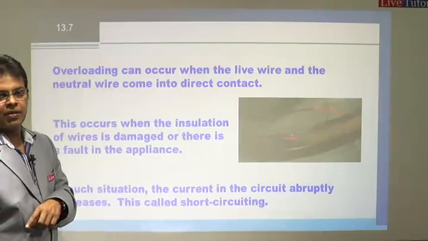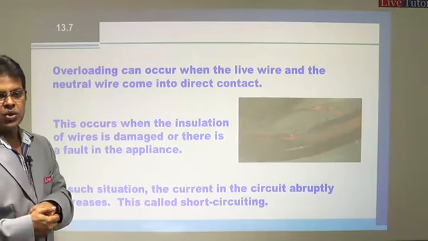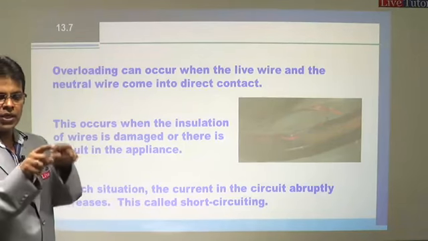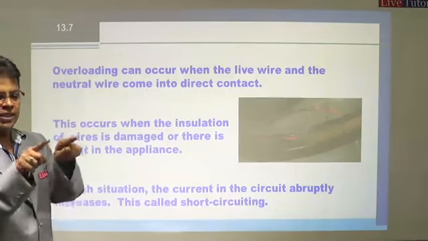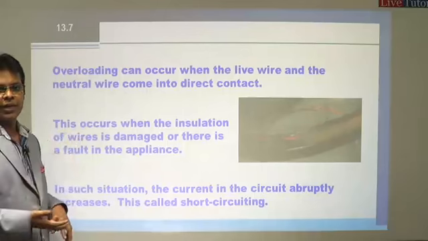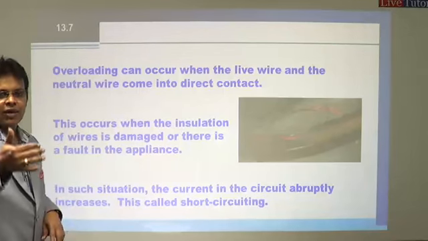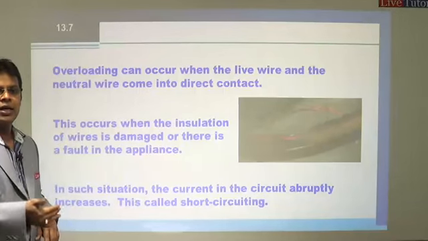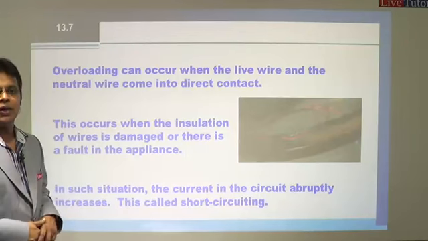High rated power appliances. When you are using that, it will draw more current, so that the wire will start melting. At that time, they will get in touch with each other. So what will happen? This is called overloading. When the live wire comes in contact with the neutral wire, that will lead to overloading.